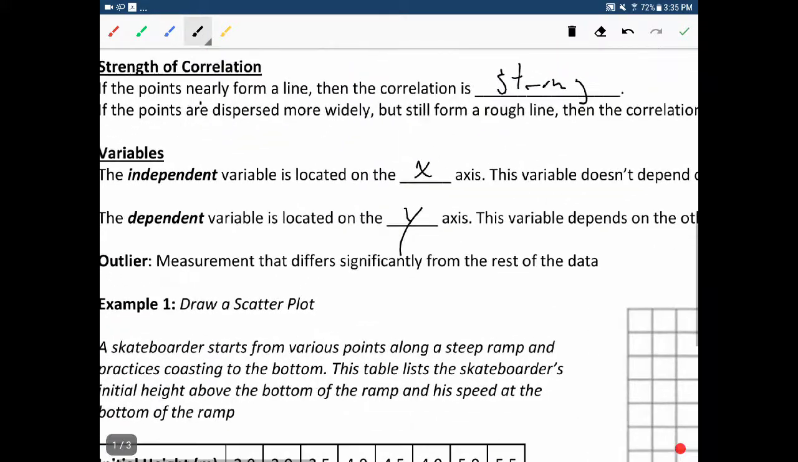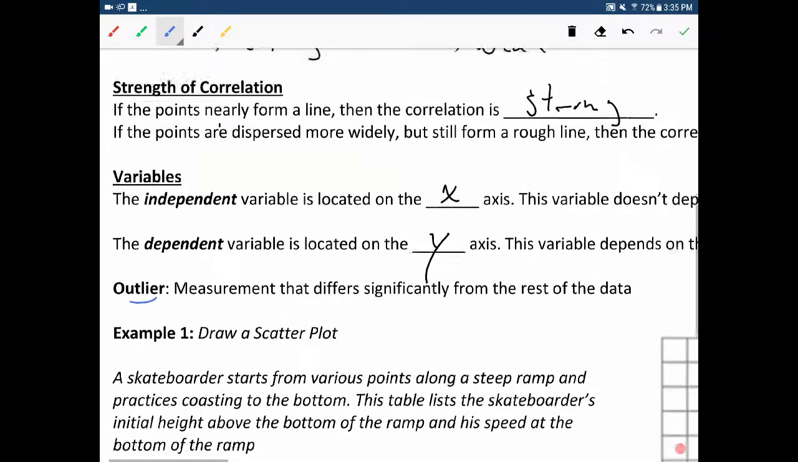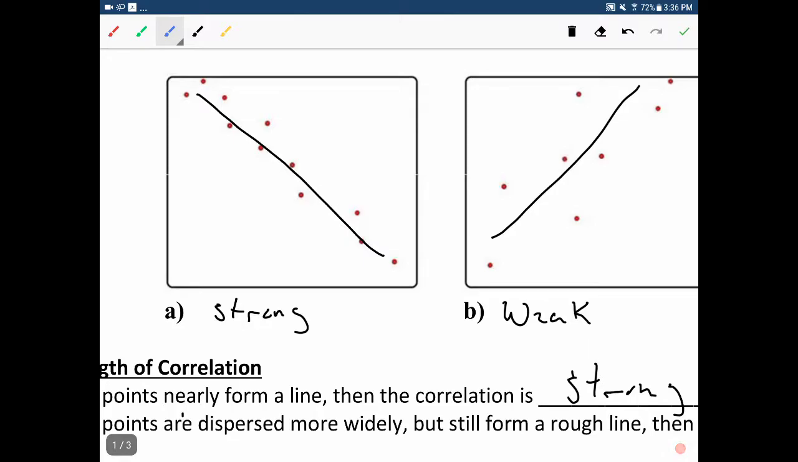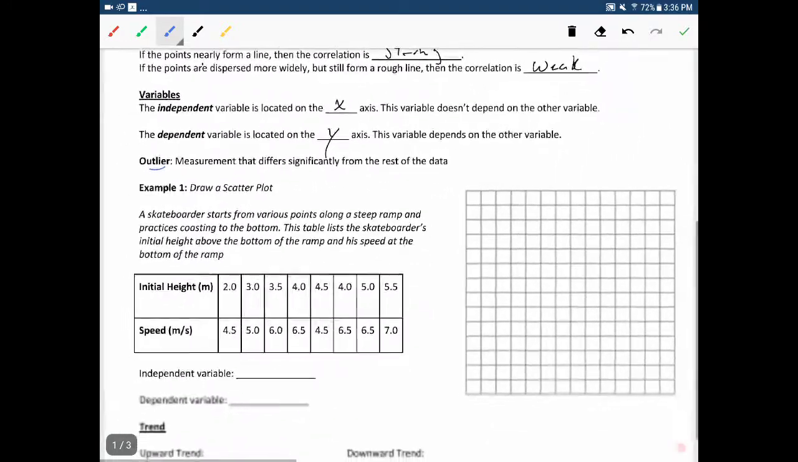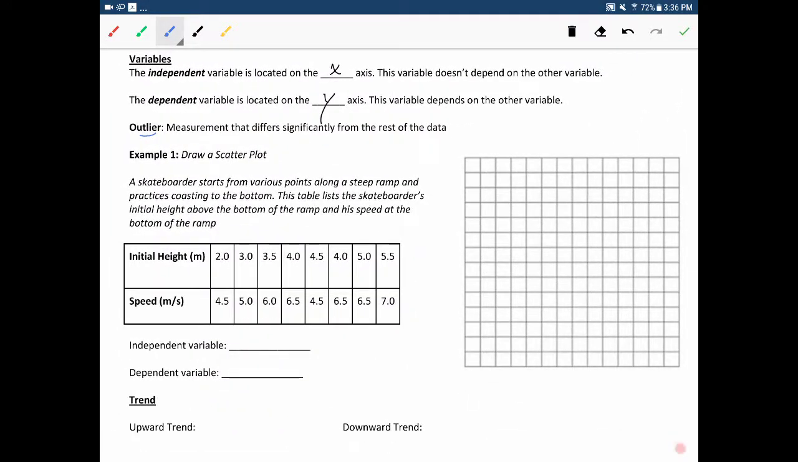Another definition we'll go over is what we call an outlier. This is just a measurement that differs significantly from the rest of the data. If we jump back to the strong correlation, there's a strong correlation there, but if, say, there was a point right there, that's an outlier because it doesn't really fit in with the clear trend that we have. That's usually just some sort of anomaly. It's your exception to the rule for whatever reason.